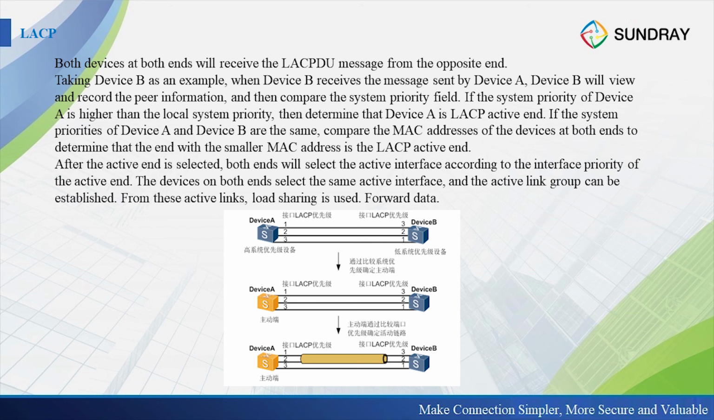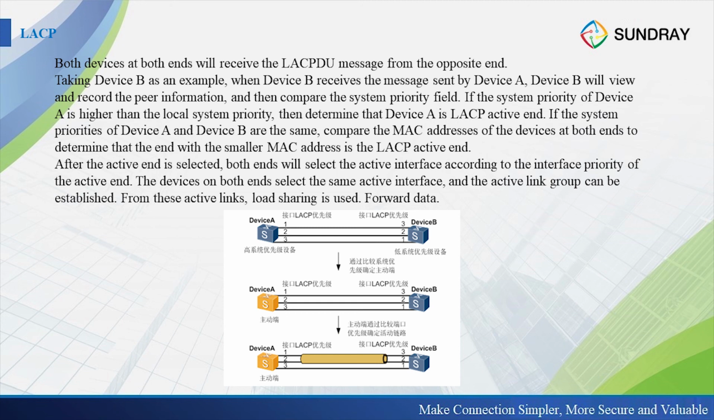Here I just take device B as an example. When device B receives the message from device A, device B will view and record the peer information, and then compare the system priority. If the priority of device A is higher than the local system priority, it will determine that device A is the LACP active end, because device A's LACP priority is higher than device B's, so it considers device A as the active end.